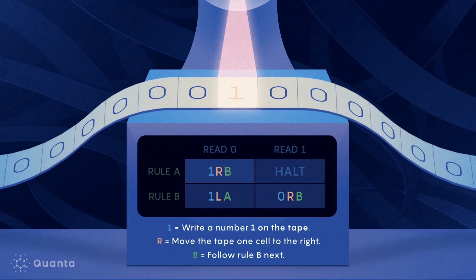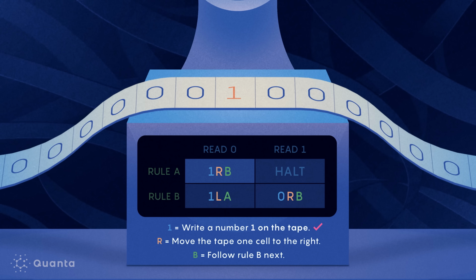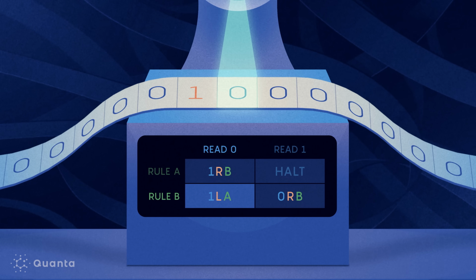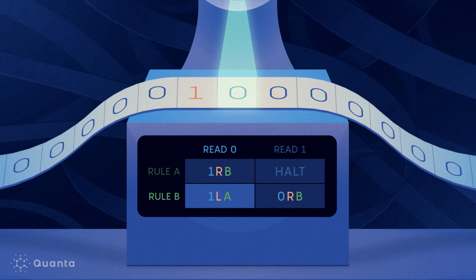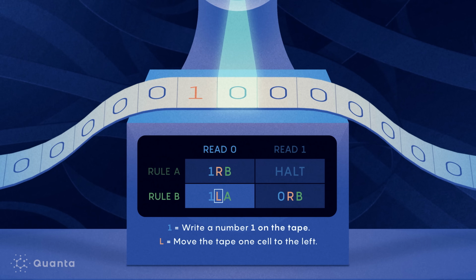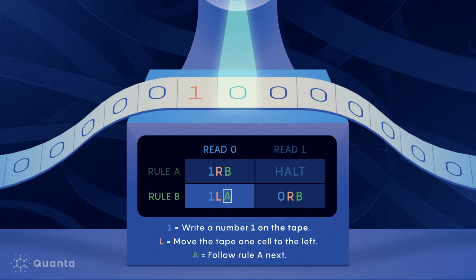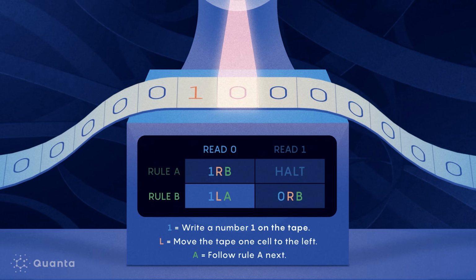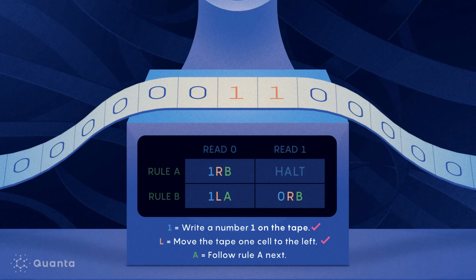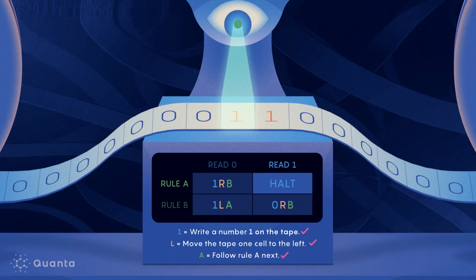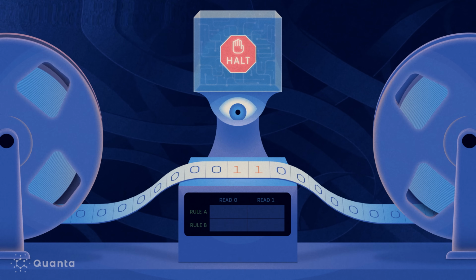After writing the number 1, the machine then moves the tape a cell to the right and encounters another 0. The 0 column in Rule B instructs the machine to write a number 1, move one cell to the left. The next rule to follow is Rule A. The Turing machine moves the tape a cell to the left, and this time encounters the 1. The Rule A instructions in the 1 column tell it to halt.